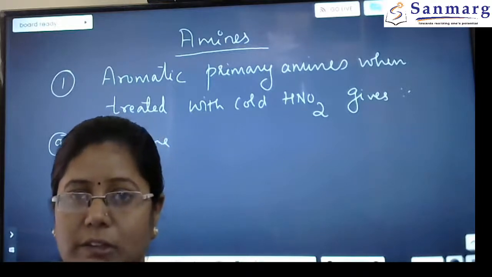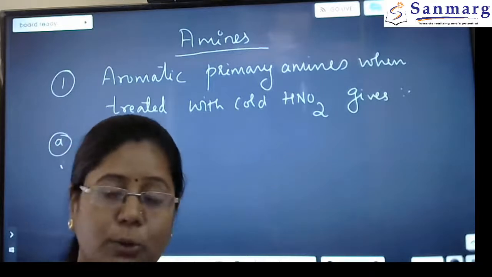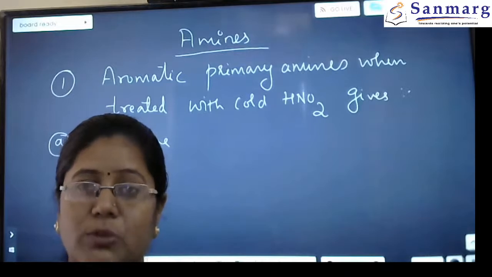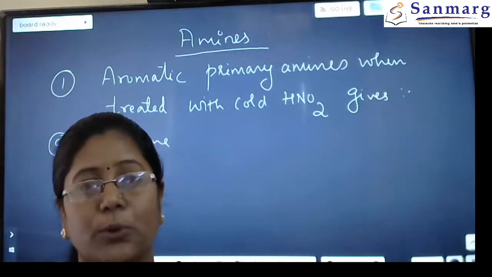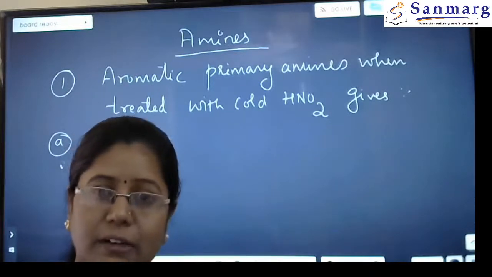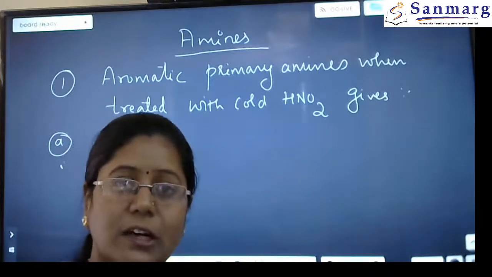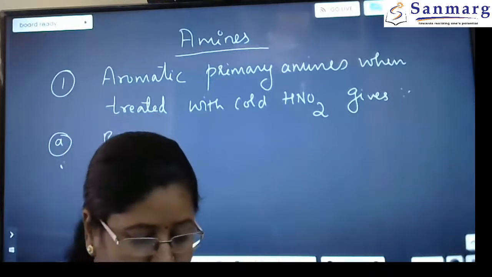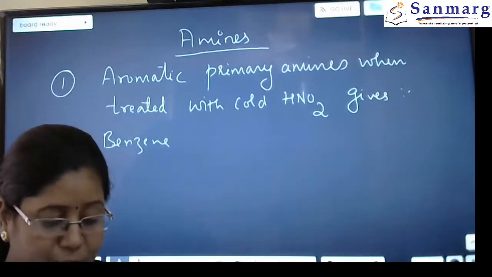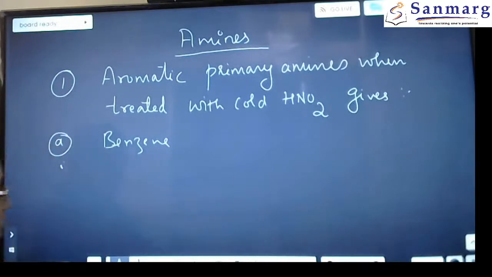So 0 degrees Celsius, ice cold nitrous acid. When it is treated with ice cold nitrous acid, you get a diazonium salt. Diazonium means the N2 group is there. The benzene ring is attached to the N2 group. So this is a diazonium salt. The options here are benzene, diazonium salt, nitrobenzene, benzyl alcohol.